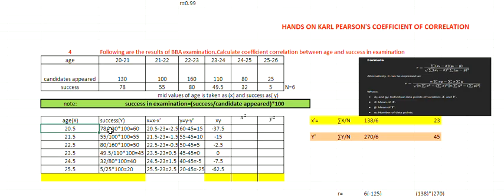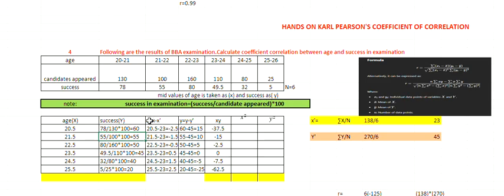Next, the success rate. How to calculate the success? Candidates who have succeeded, divided by number of candidates, into 100. That is how we calculate the percentage also, right? How many students have passed in the examination: number of students passed divided by total number of students, into 100. We just eliminate the students who were absent for the exam. Same formula you apply here. So 78 divided by 130 into 100, you will get 60. Similarly do it for all of them.